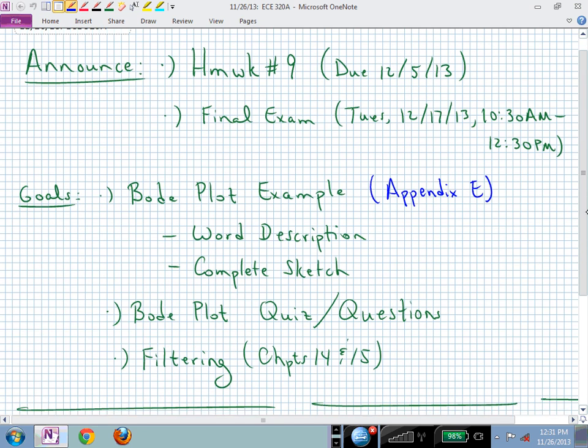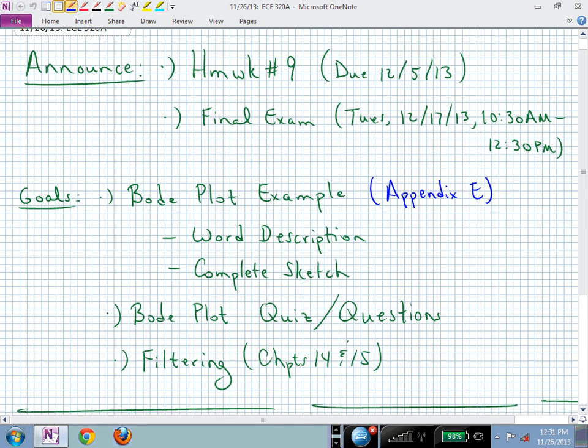As I said, today what I want to do is work through a Bode plot example, and I'm going to do that in several steps. The first step is to write down a word description. So if you can't sketch it, at least you can write it down. Then we will talk about connecting all of our pieces. Last time I think we sketched all the individual pieces and never really put them together. We'll try to put those together so that you have the complete or the actual Bode plot for your system. Then we'll have a quiz on the Bode plot and some additional questions.